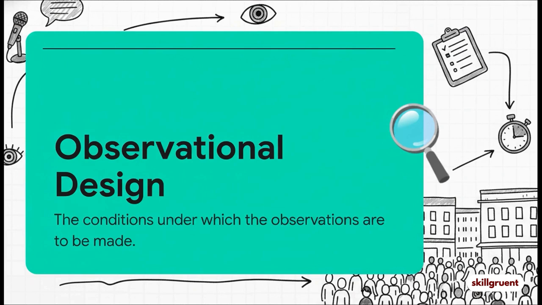Next, we have the observational design. This is all about the how and where of your data collection. Are you going to be doing interviews in a quiet, controlled lab? Or maybe observing behavior out in a crowded public square? This component lays out the exact conditions so that the data you collect is consistent and, really importantly, unbiased.